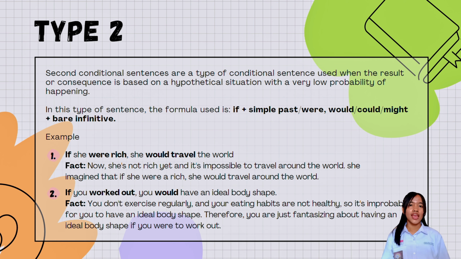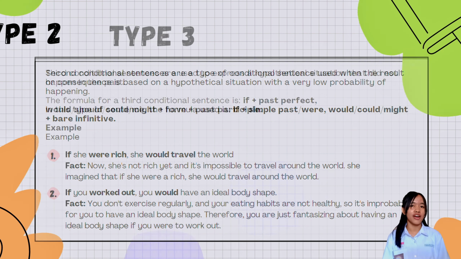The second, if you work out, you will have an ideal body shape. But the fact, you don't exercise regularly, and your eating habits are not healthy. So, it's improbable for you to have an ideal body shape. Therefore, you are just fantasizing about having an ideal body shape if you were to work out.